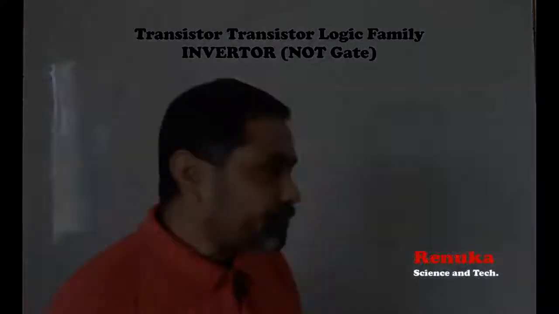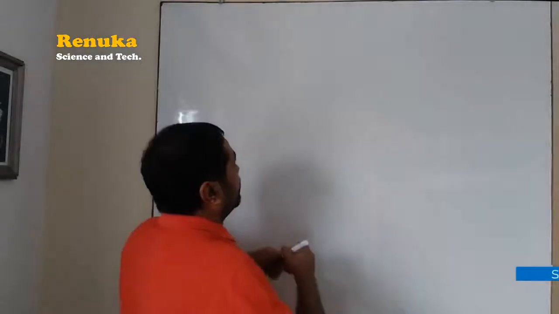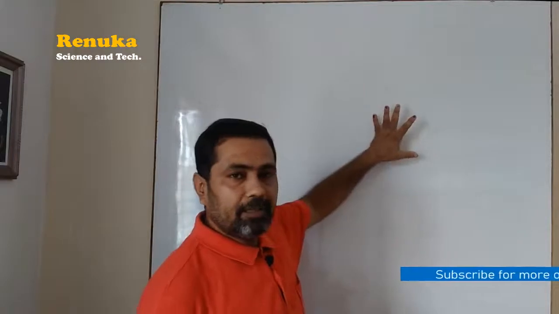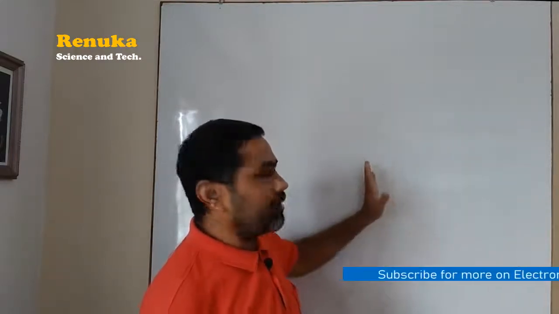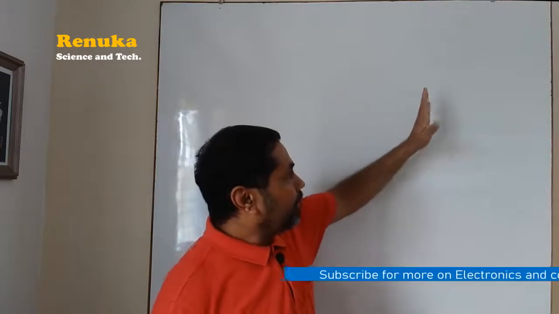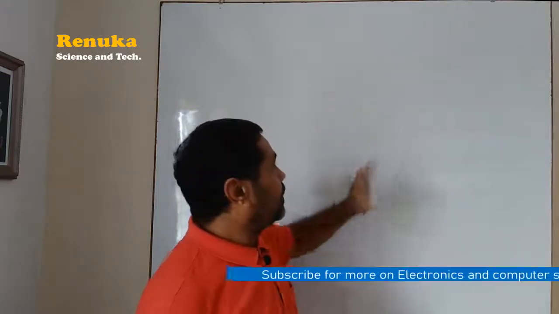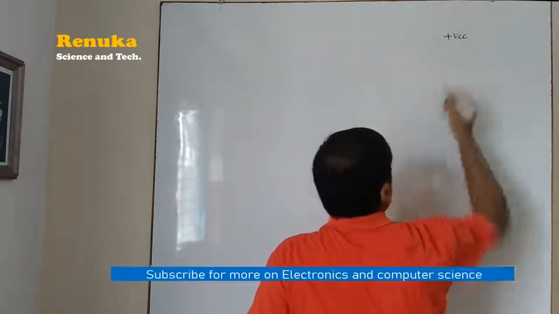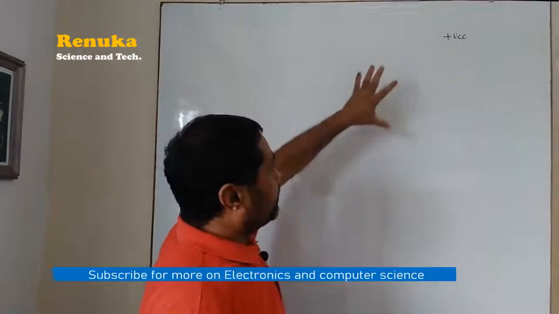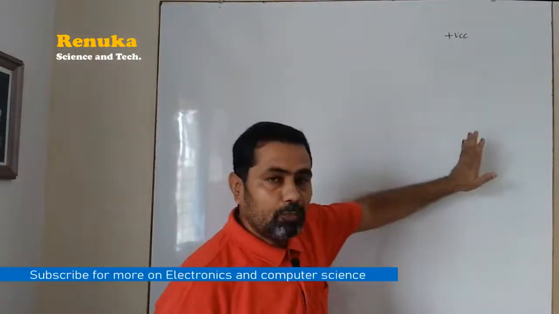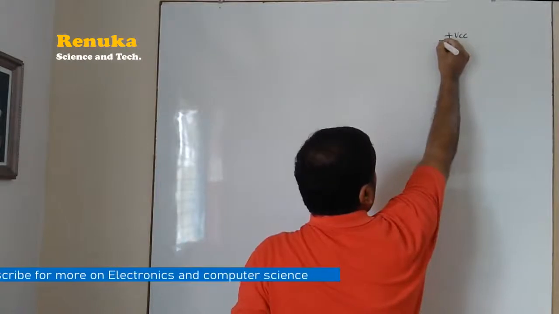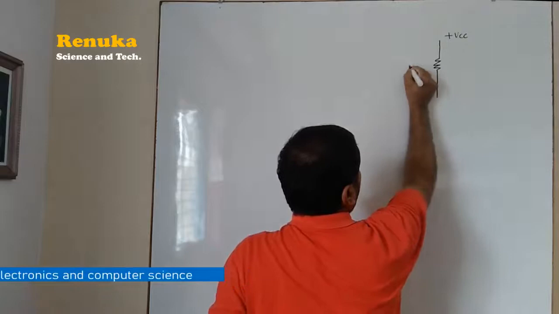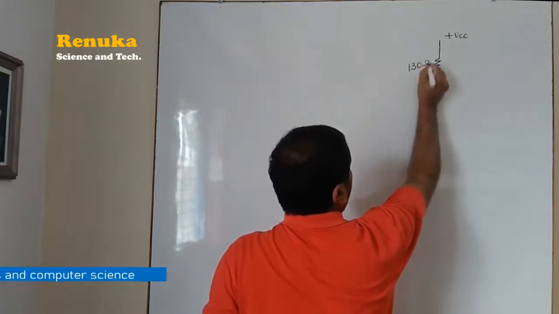So let us see. I am going to draw this logic circuit, and you can easily remember it using the circuit diagram. Watch where I have started to draw this. Starting from the power supply, this is our power supply, plus VCC. I am starting from the output side. From the power supply, it is connected to a resistor whose value is taken to be 130 ohms.